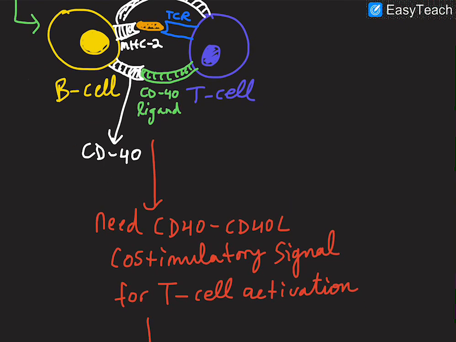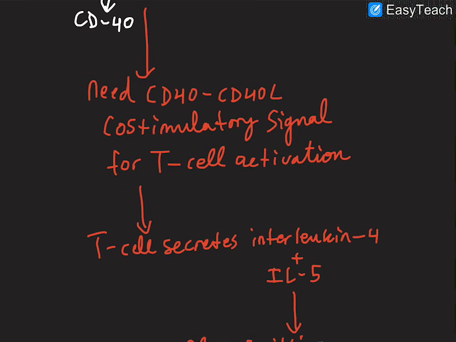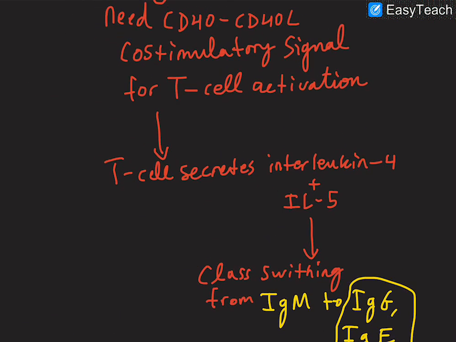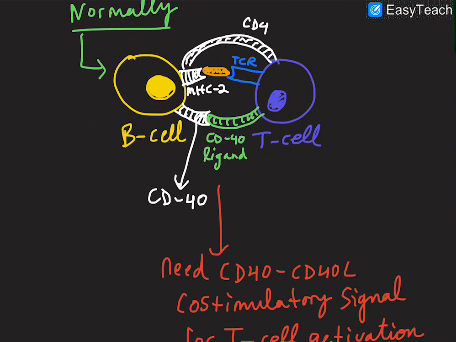Then the T cells can get activated and release cytokines like interleukin 4 and 5, which can help your B cells to class switch, right? Initially, your naive B cells, what do they produce? They produce IgM. But after class switching, due to these interleukins 4 and 5, for example, and you need these interleukins to class switch, but you only can get these interleukins if your T cells get activated, and your T cells can get activated only if you have CD40 and CD40 ligand interaction with your B cells.